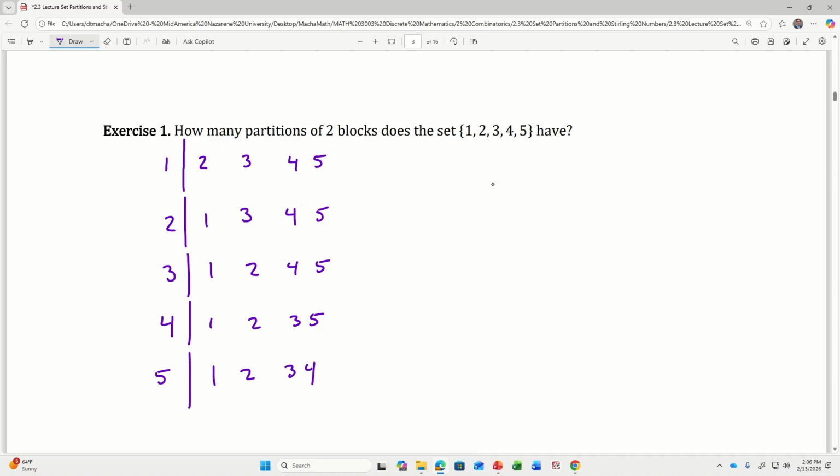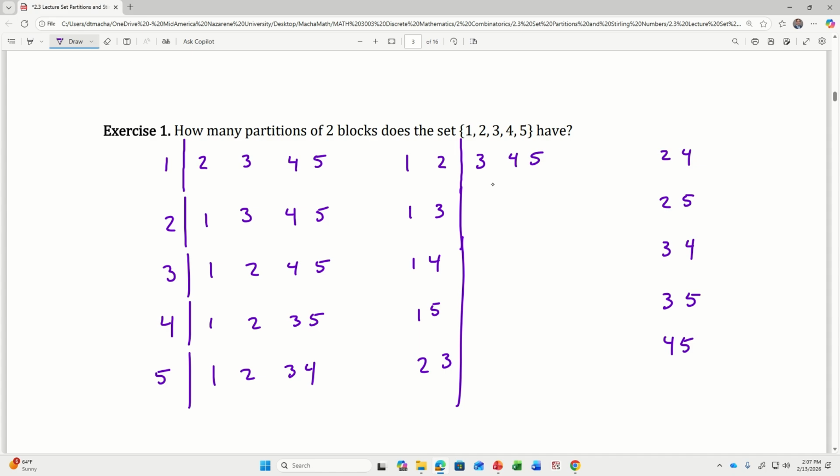Okay. And then we have to move on to partitions where we have 2 and 3 as the size of my blocks. And so the ways that I can get this group of 2 could be 1, 2, 1, 3, 1, 4, 1, 5, 2, 3, 2, 4, 2, 5, 3, 4, 3, 5, 4, 5. And the other elements here are predetermined, right? The remaining 3 elements after I choose a group of 2.